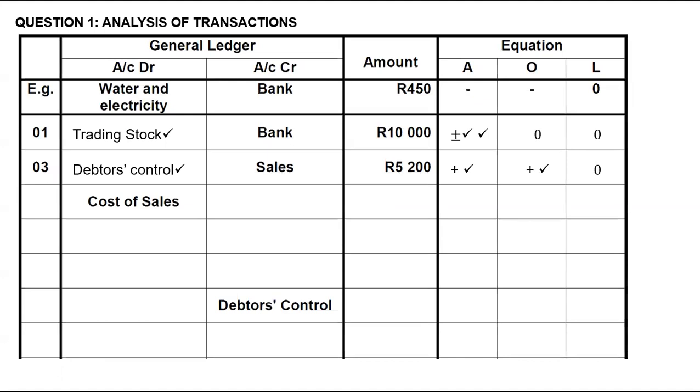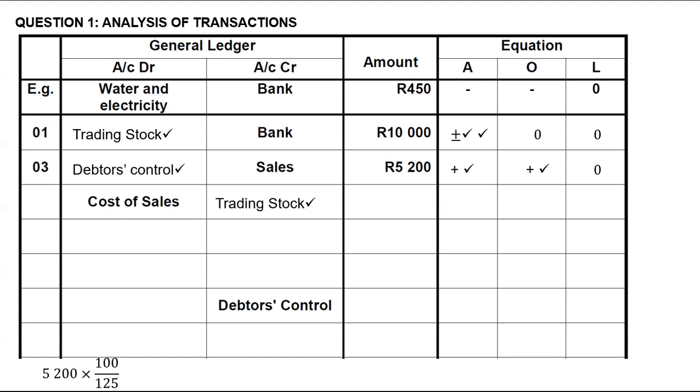Now, for the other one, we have to debit cost of sales whenever we sell. That is an expense. Trading stock will be credited. That is an asset, because we sold stock, so we have less stock. To calculate the cost price, you take the 5,200 multiplied by 100 divided by 125. If you don't understand what's going on there, please check out my video on markup, calculating the cost price given the markup, and calculating the selling price given the markup. I explained it thoroughly there.